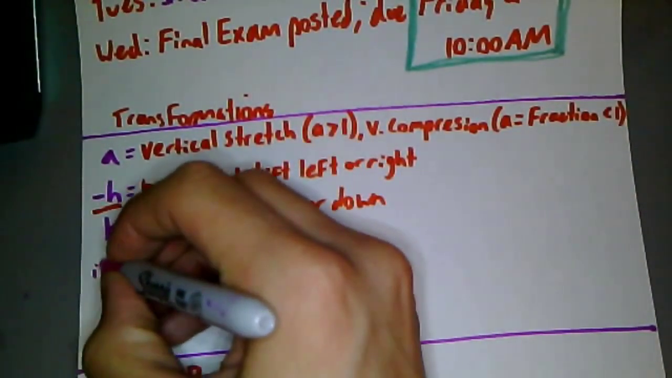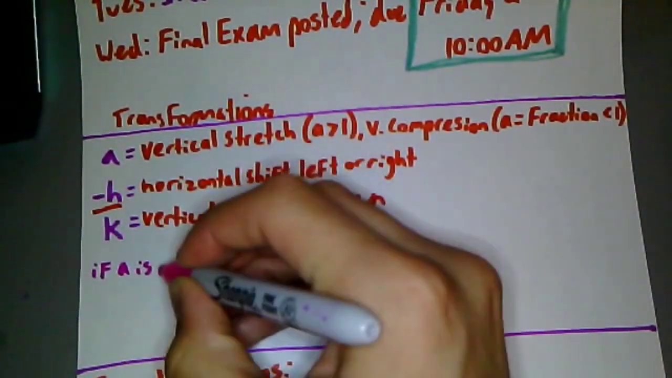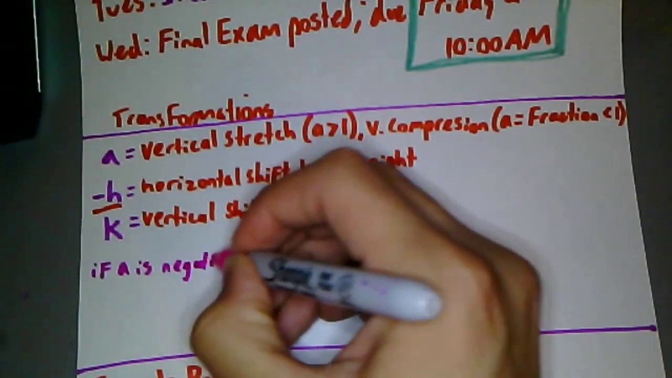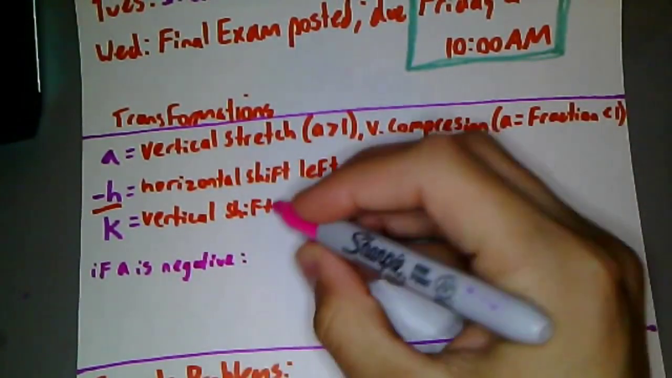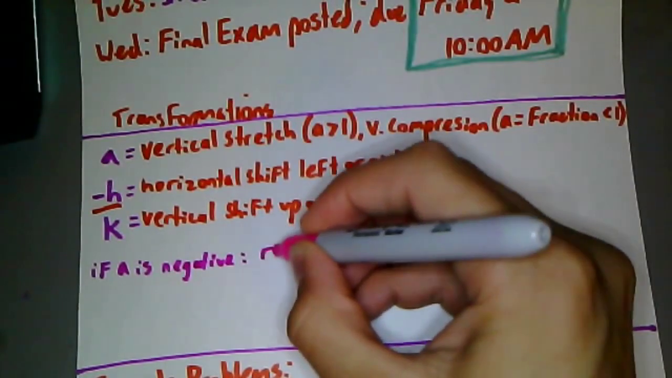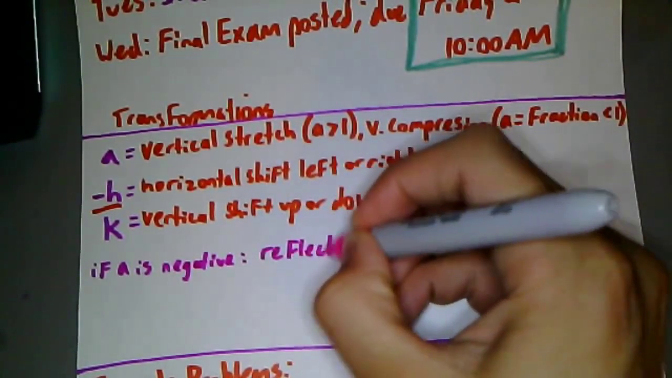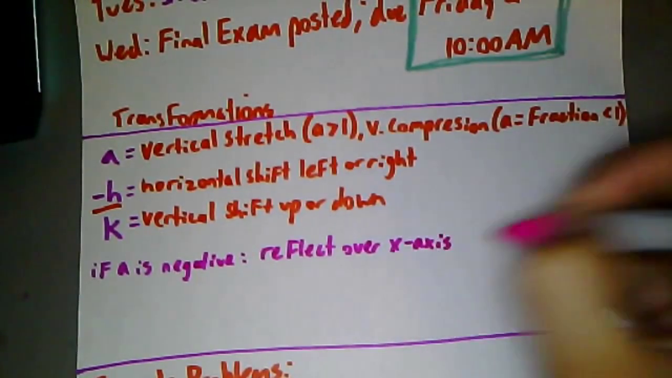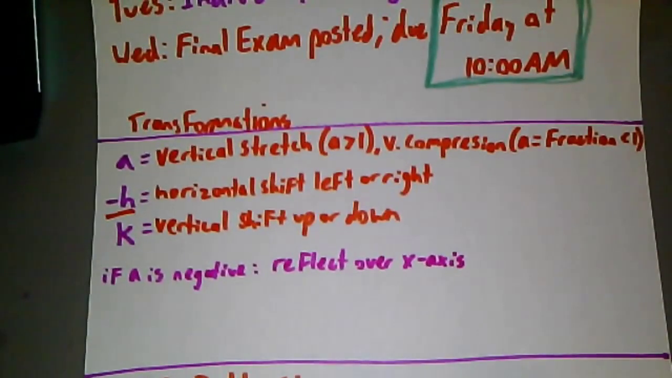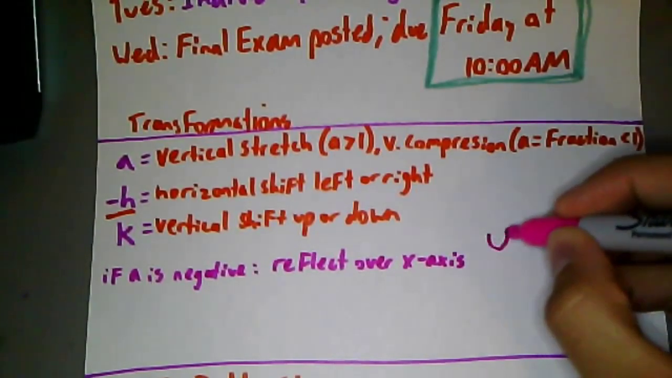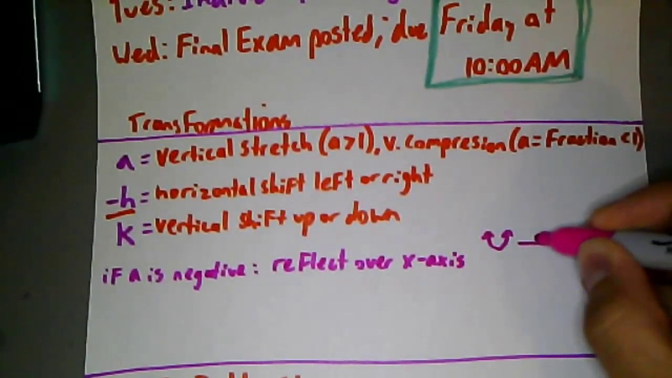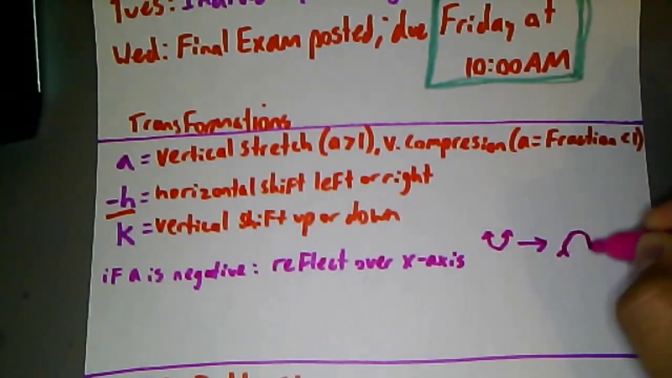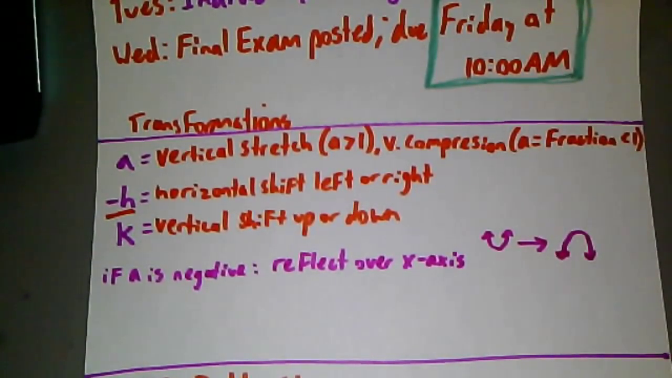is if A is negative, that means you reflect over the x-axis. If you remember, all that means is it turns upside down. So if you had a parabola that looked like that, it would change to look like that. Pause if you need to finish writing, and we will move right on.